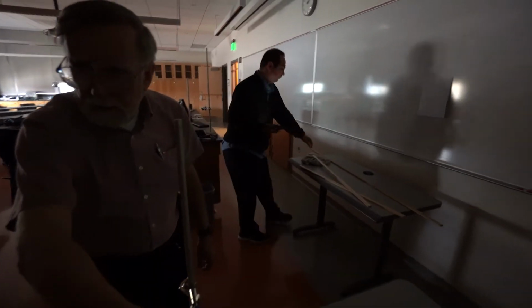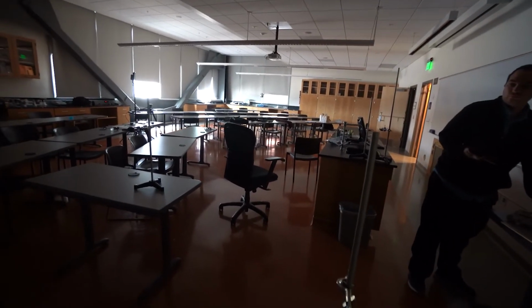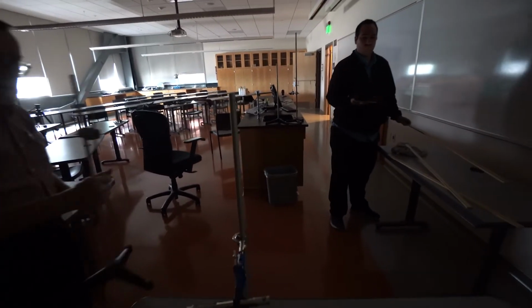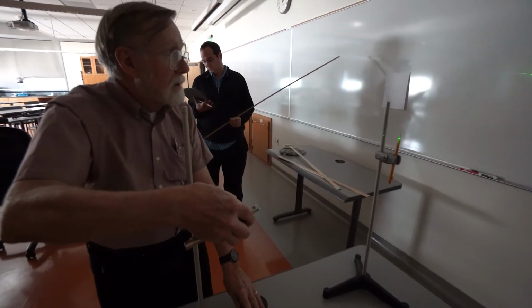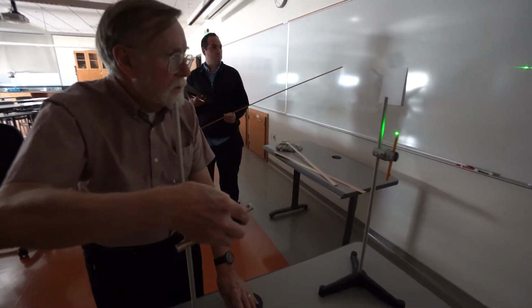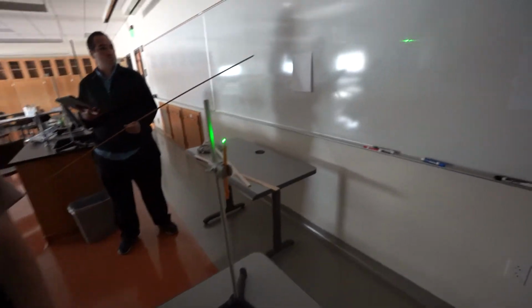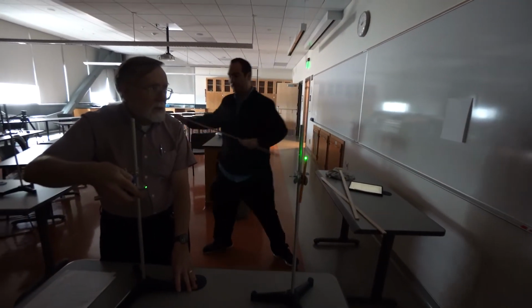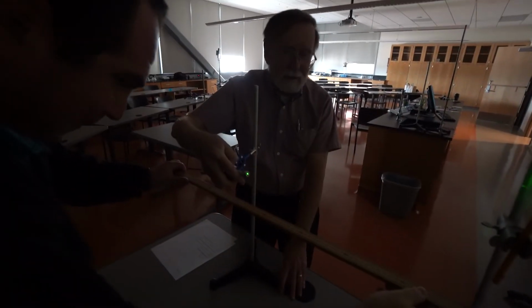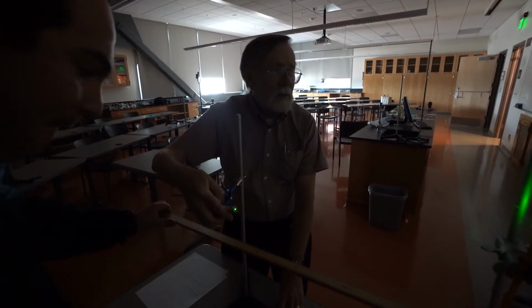I'm going to put that pencil in front to stop the central spot. There we go. Okay, so we're going to measure the distance from the hair to the board. That'll be the distance L, capital L. It's 164 centimeters. Okay, so L is 164 centimeters.